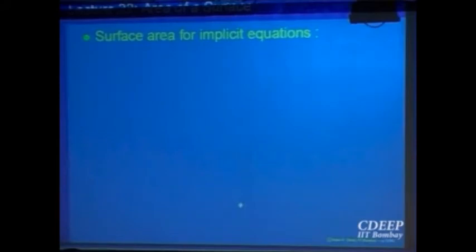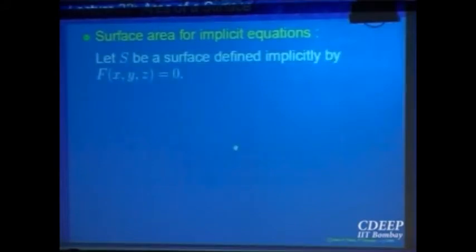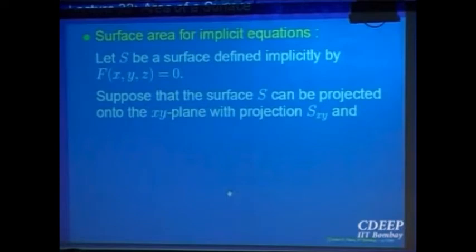Let us try to interpret these formulas when the equation of the surface is given implicitly. Implicit means we are given that f(x, y, z) is equal to 0. We want to write another way of interpreting this surface area. So we have f(x, y, z) equal to 0, and let us assume that the implicit function theorem is applicable, so you can represent one variable in terms of the other variables.